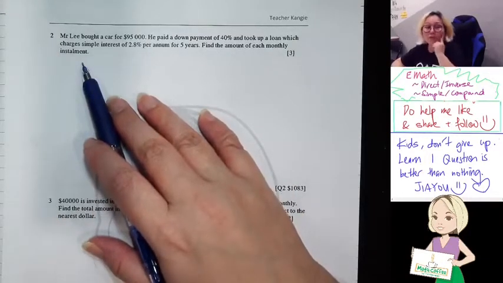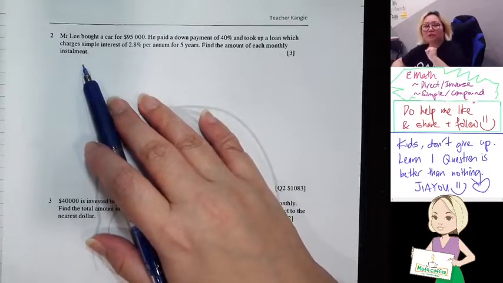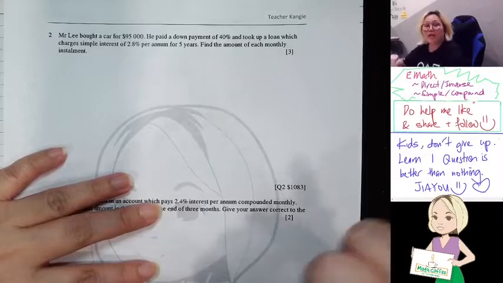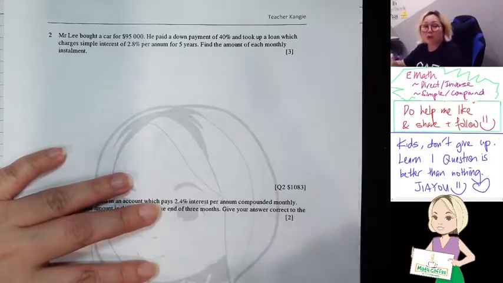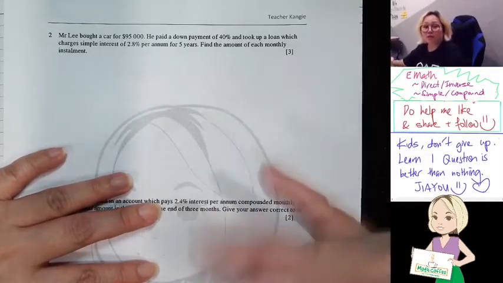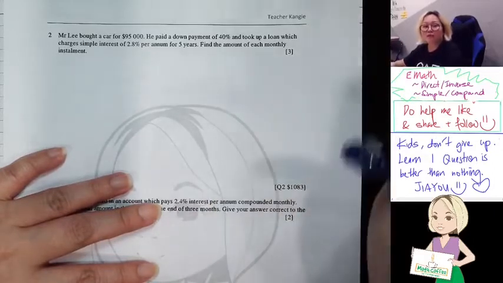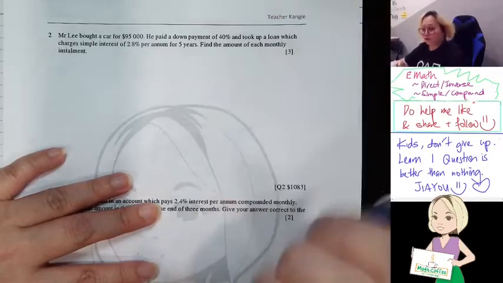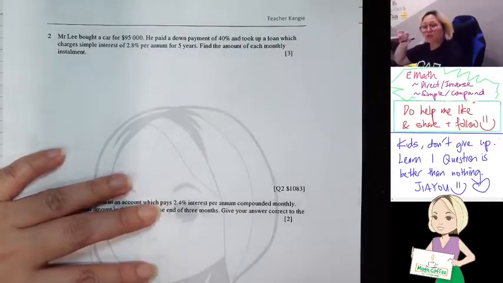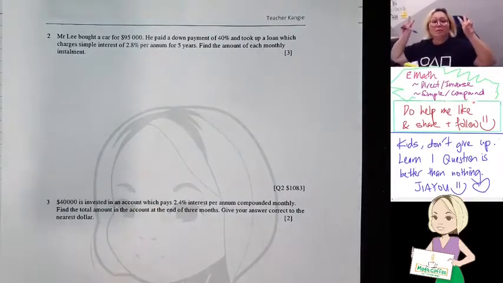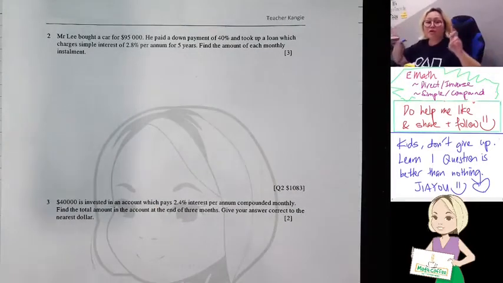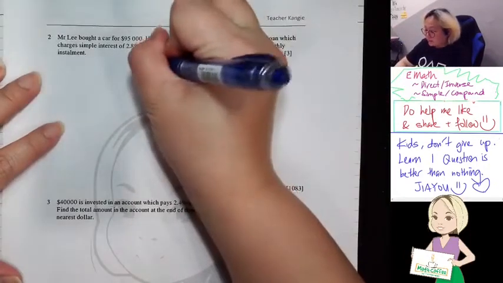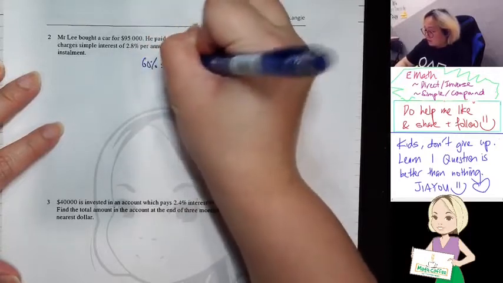So this person wants to buy a car which is 95,000. He pays 40% first, and that means he still owes 60%. This 60% he decided to take a loan for, and of course, with a loan you have to give extra money. So they use simple interest to calculate the interest for this case. First, you find out how much he borrows. He already paid 40%, so he only needs to borrow 60%, which is the principal amount. So you need to find 60% of 95,000.